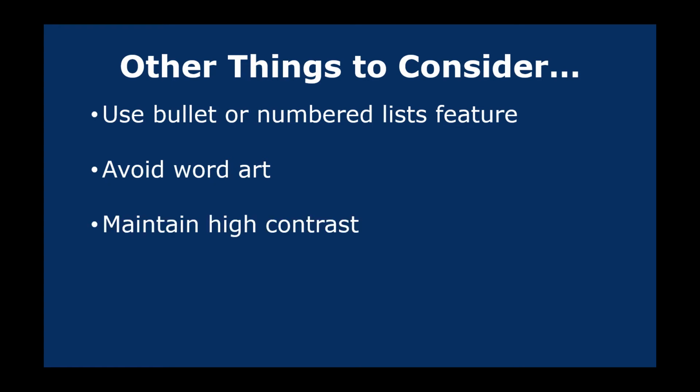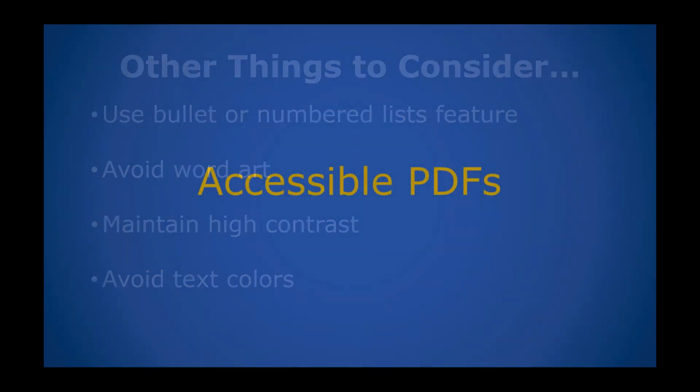Maintain a high contrast between font colors and your backgrounds, such as the default of black text on a white background. Avoid excessive use of text colors such as red, yellow, and orange because they can be overly distracting and cannot be seen by people with color blindness.